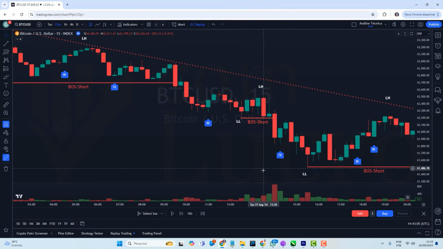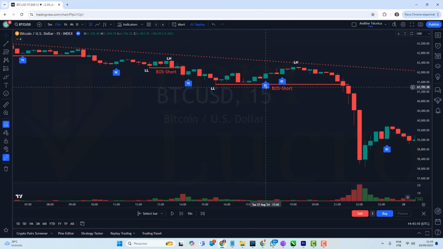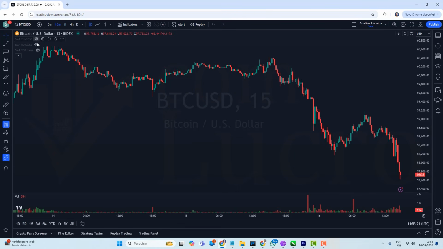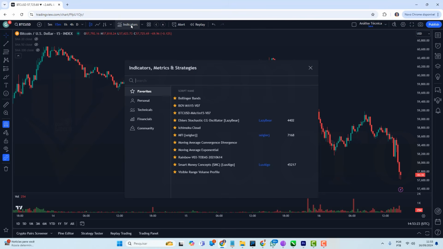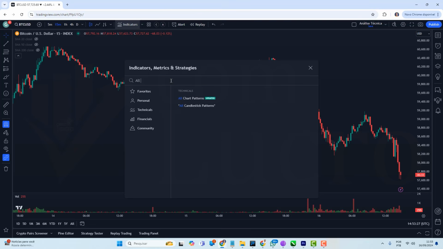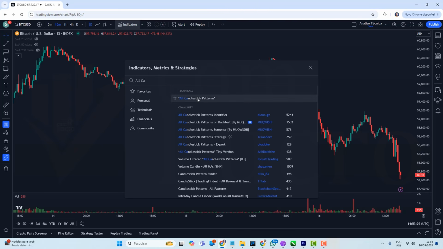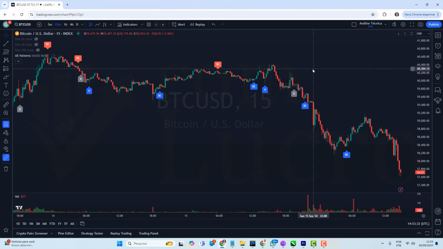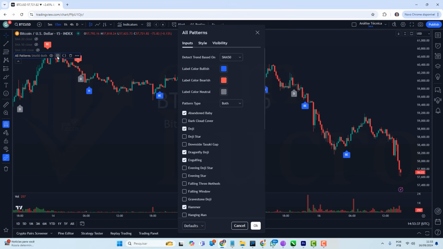But recognizing patterns manually can be time-consuming and prone to error, which is why having the right tools is essential. This is where technology plays a vital role in enhancing your analysis, to help you identify these patterns quickly and efficiently. As part of our practical approach using TradingView, one highly effective tool we recommend is the All Candlestick Patterns Indicator. This feature, which we're showcasing in this video, automatically highlights key candlestick formations on your chart, making it much easier to identify important signals as they appear in real time.